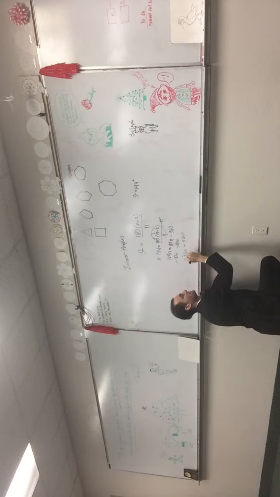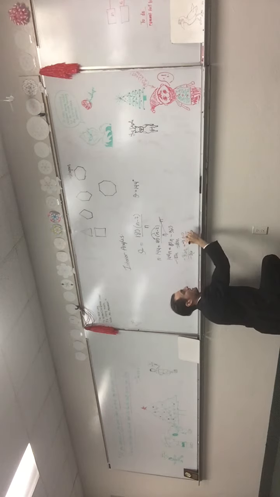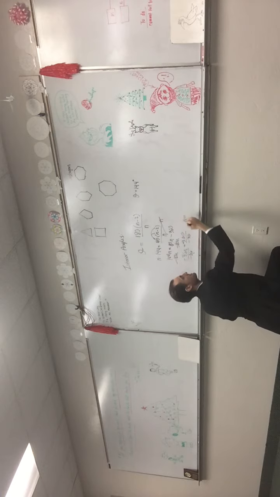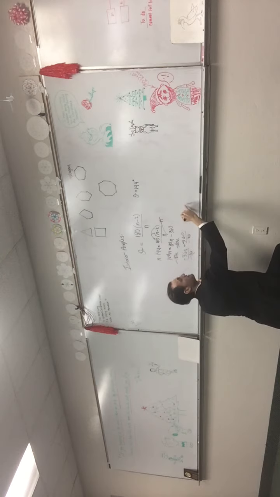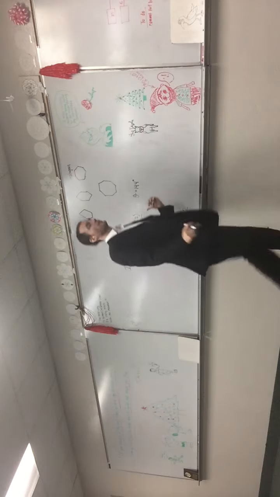What do I do now? Divide by negative 36. And I get what? n equals negative 360 over negative 36, so it would be 10. You guys got that? It's just algebra.